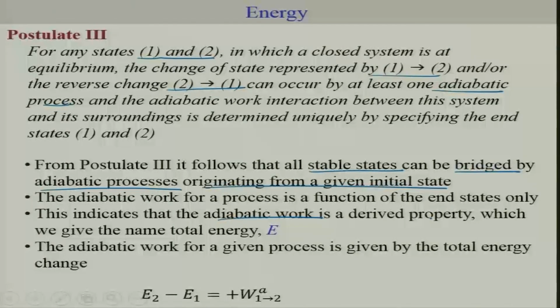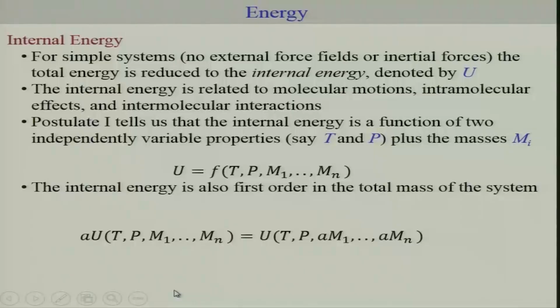Remember that a property depends only on the state. So, if adiabatic work is a function of end states, then essentially this is a derived property. We can say this to be E. In other words, the difference in this E for the case of an adiabatic process would be simply W A 1 to 2. This is a representative of adiabatic work between 1 and 2, which will be the difference in this derived property, which simply depends on the state, and this E is nothing but of course the total energy. Okay.